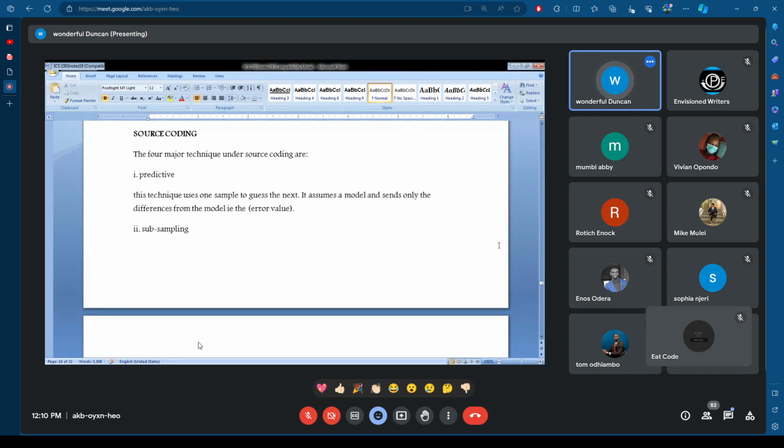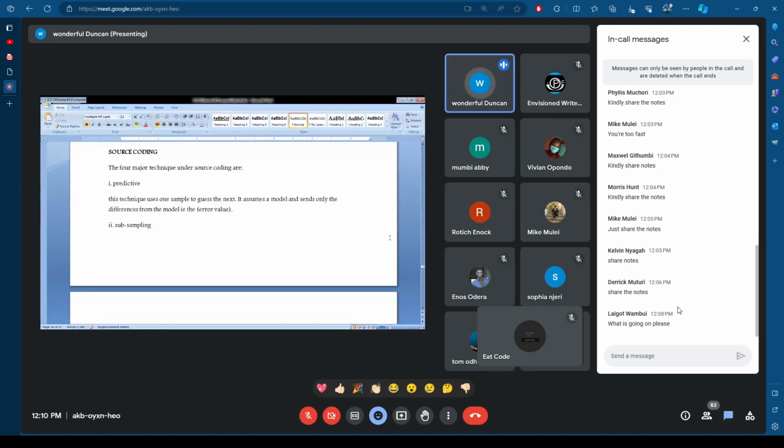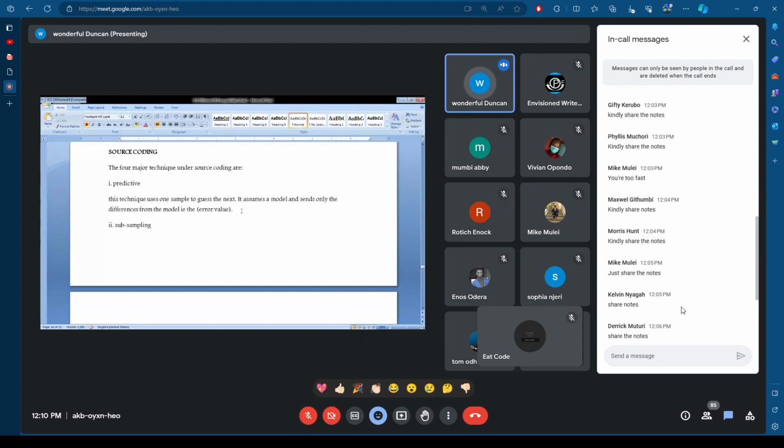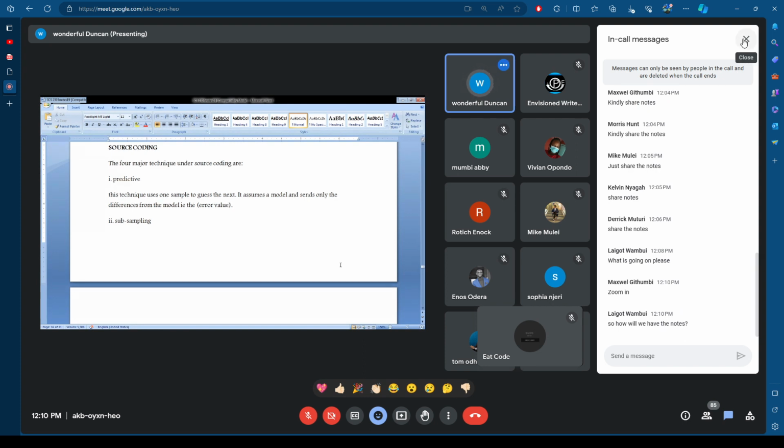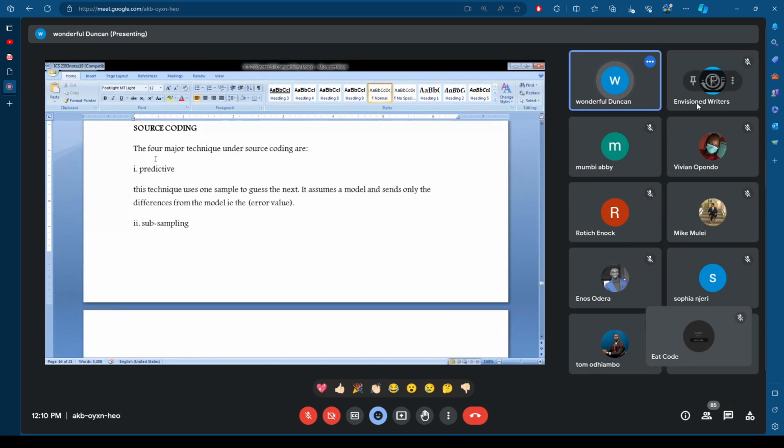It's another type of data compression technique. We have entropy, we have source coding, and we have Huffman coding, and hybrid coding. This one we are going to write, because there is nothing that I'm supposed to draw. You can see what I have displayed. These are source coding. You can write: the four major techniques of source coding are. The first one is predictive.